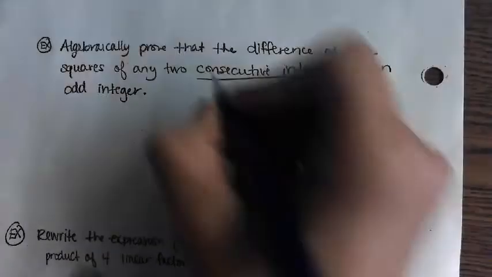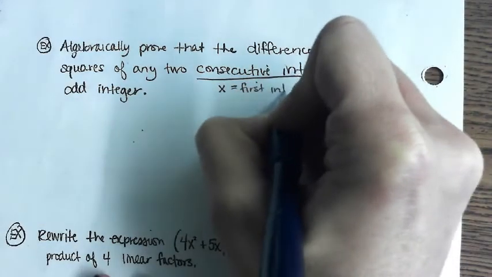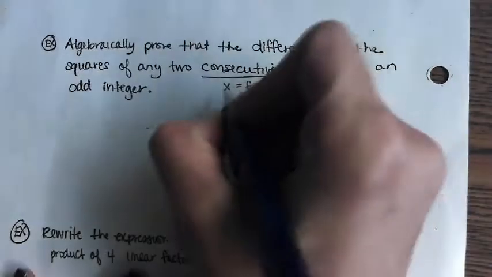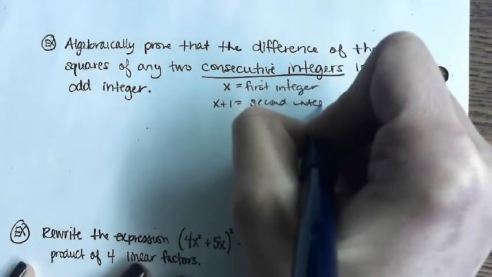If you call your first integer x, what's the next consecutive integer? How do you get there? X plus 1. You just add 1 to it, right? No matter what integer you're on, to get to the next one, you add 1. So x plus 1 is the second integer.